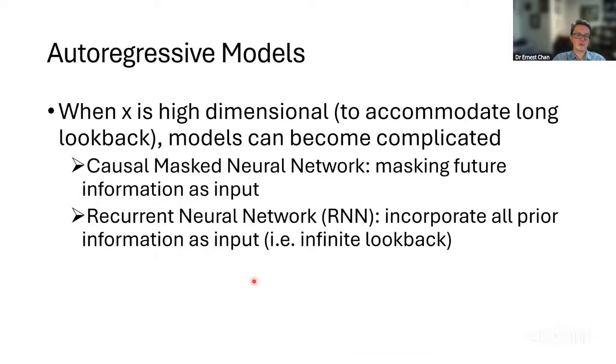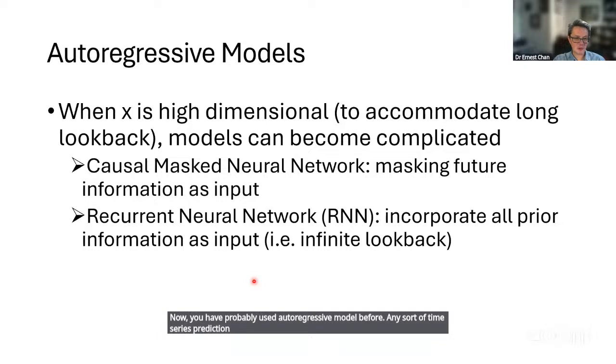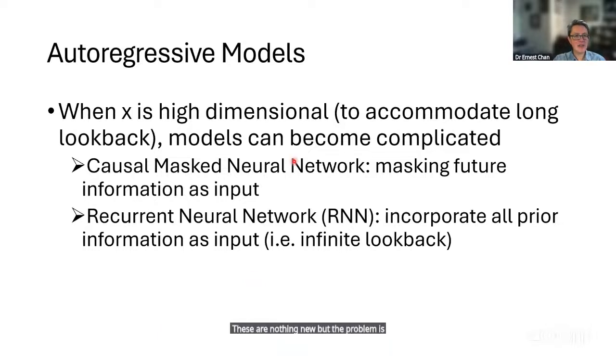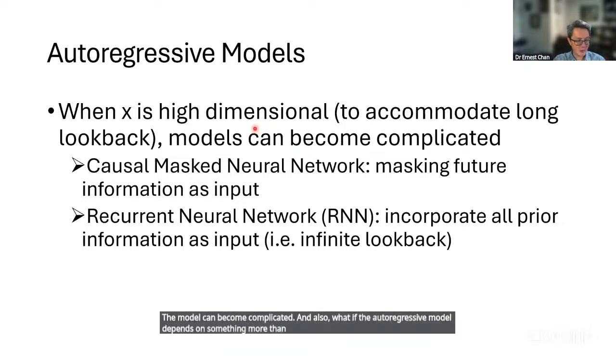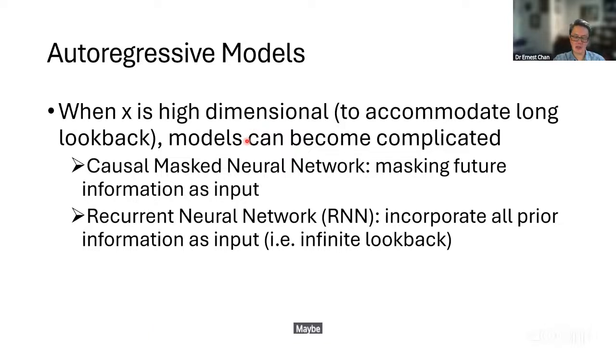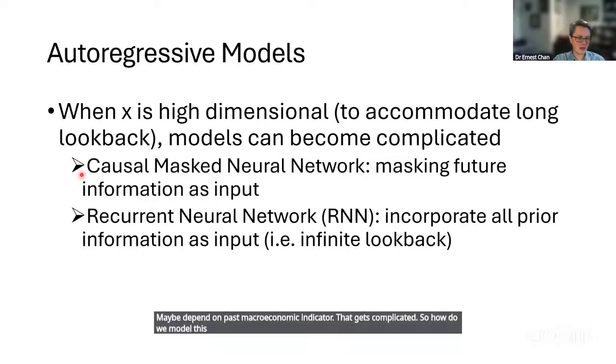Now, you have probably used autoregressive models before. Any sort of time series prediction model, they are autoregressive models. These are nothing new. But the problem is, if you have a long look back, the model can become complicated. And also, what if the autoregressive model depends on something more than its past value? Maybe it depends on past macroeconomic indicators. That gets complicated. So how do we model this kind of high-dimensional autoregressive series?